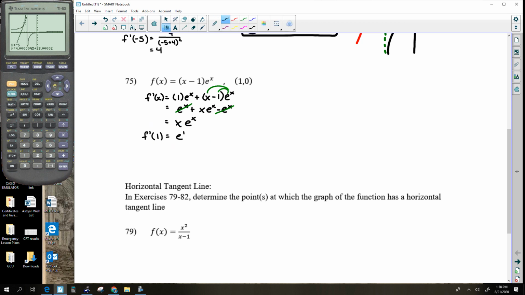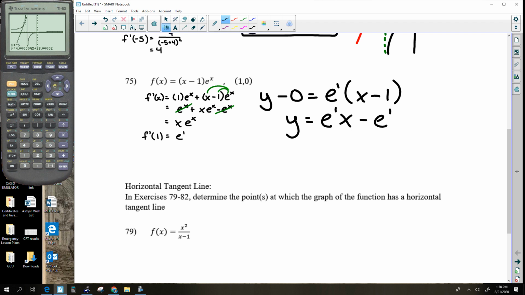So here we go, equation time. y minus y1 is equal to m, e to the 1, times x minus x1. So this is e to the 1 x minus e to the 1. A lot of times you'll just see that written as e, right? But it's hard for me to say e without getting some sort of exponent on it. So ex minus e should be the equation. That's a line. That's the equation of the tangent line through that point.